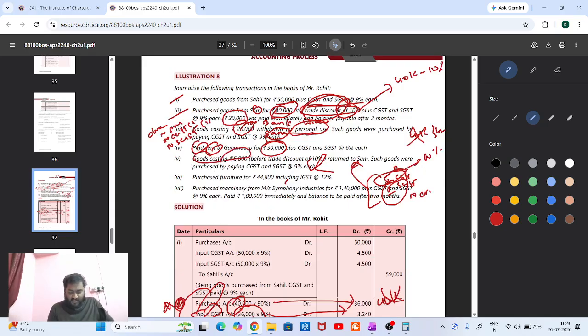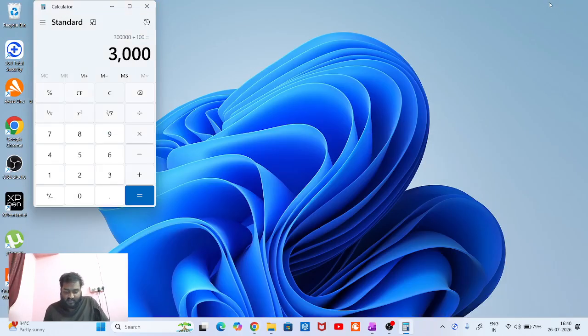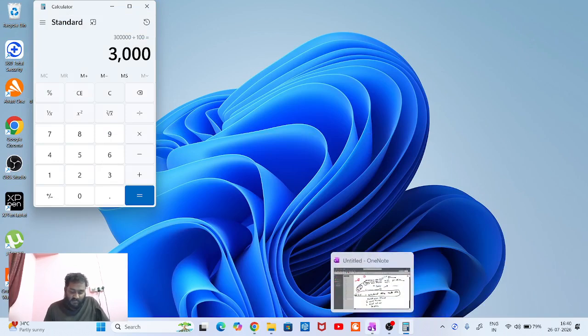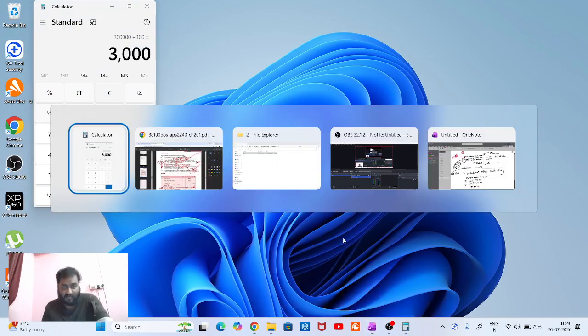Goods costing 5,000 before trade discount of 10% returned to the shop. Such goods were purchased using CGST. Star mark this also. This is 15. This is the same question. Keep this in mind. I just record what I noted in the book.